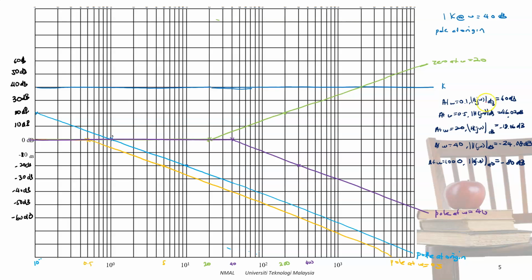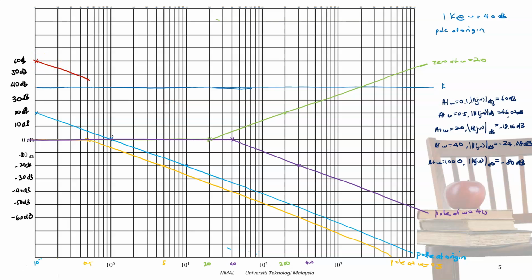So at omega equal to 0.1, you should plot at 60 dB. So you plot 60 dB. And at omega equal to 0.5, you should plot at 46.02 dB. So this is 0.5, 0.5 is here. So 40 dB is here, 50 is here. So you estimate the 46 is around here. Okay, so you plot. So basically this is around 20 dB over decade as well.